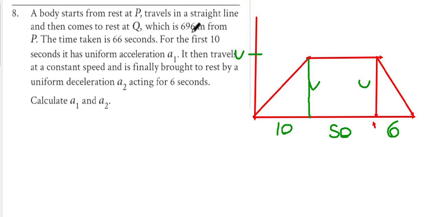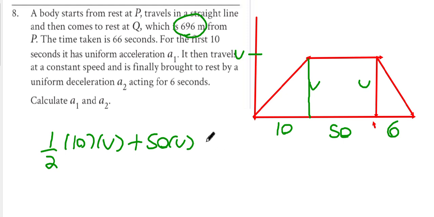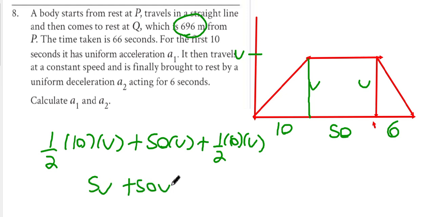Now, they foolishly gave me the total distance. So what does that mean? The area under the graph is 696. So get the area of the triangle, the area of the rectangle, and the area of the other triangle, and it should equal 696. So first triangle, a half 10 times V. That's your triangle. Your rectangle is 50 multiplied by V, and your last triangle is a half 6 times V. And then I think what I'm going to get is 5V plus 50V plus 3V, which I'll agree equals 58V.